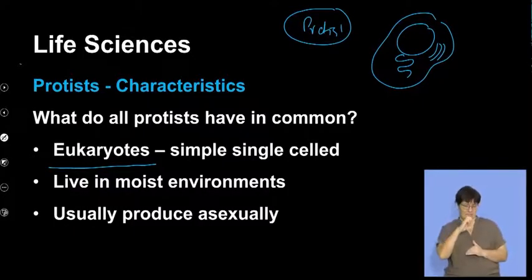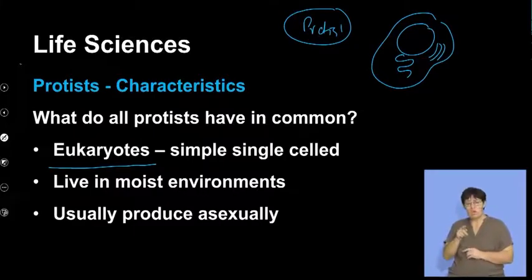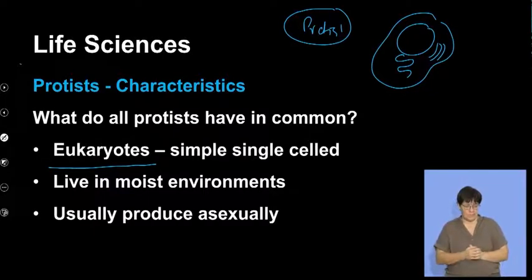All of the protists live in a moist environment. Generally, they live in aquatic water. Some can even live in really moist soil. And here, again, they also reproduce asexually. So that is the characteristics that they all had.